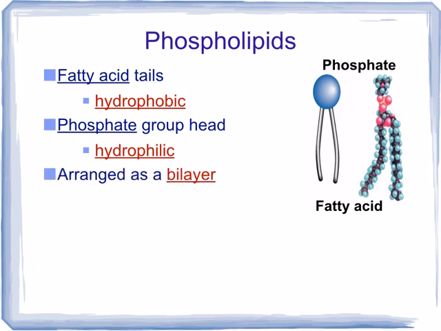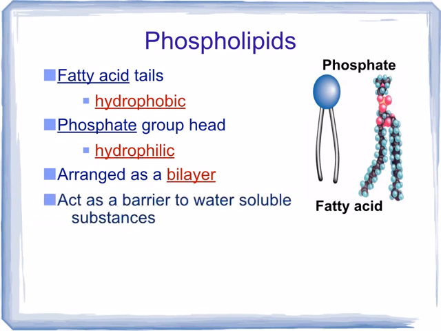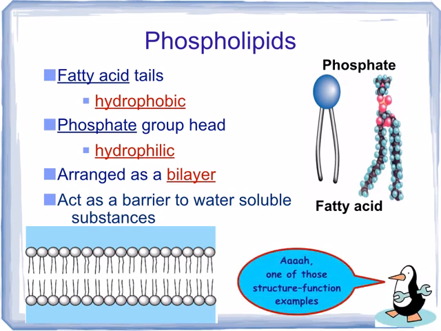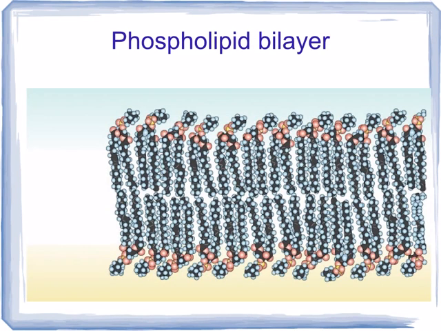They are arranged as a bilayer, so this acts as a barrier to water-soluble substances. For example, in a bilayer, you can see one phospholipid at the top, another phospholipid at the bottom, with the tails facing each other. So this is an example of a structure-function example. Why is it arranged like that? So here is just another example of how the phospholipid bilayer is formed.